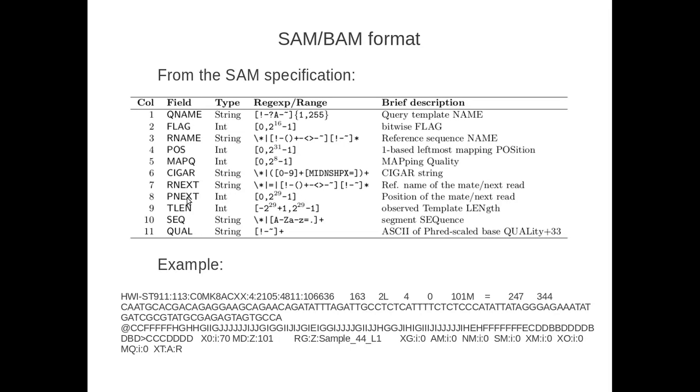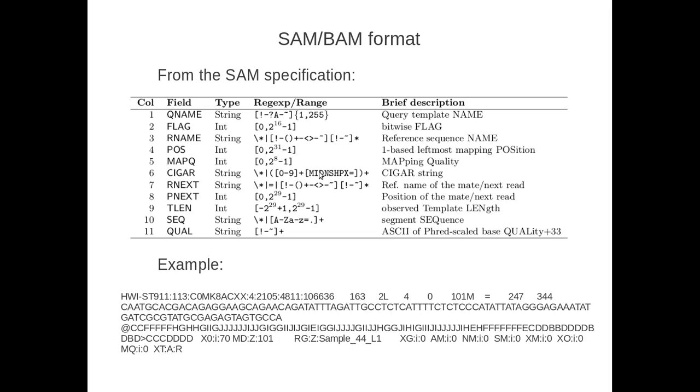Here are the columns. SAM is an 11 plus column format. Just very quickly going down through the 11 columns, we have the query name, that is the name of the read. The bitwise flag, I'll explain that in a moment. The reference sequence name is the name of the chromosome or contig that a read mapped to. The position is the coordinate that the read mapped to on that chromosome. Map quality is a Phred scaled mapping error probability that the read is mapped correctly.